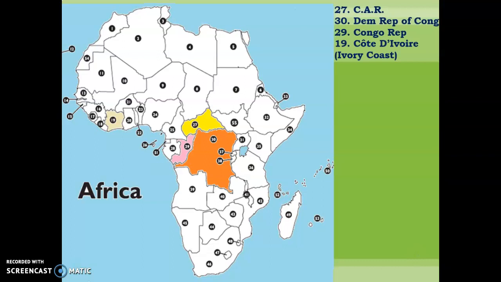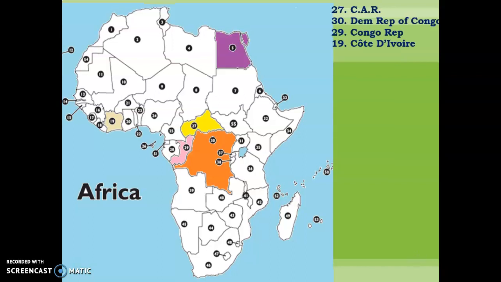All right, number 19, which is just off the coast there on the western bump of Africa, is Cote d'Ivoire. Cote d'Ivoire is French. You know that because of the D and apostrophe, and the little upside down V over the O. Those are special characters in French, but it translates to Ivory Coast. And of course it means Ivory Coast because this is where a lot of the ivory was exported out of Africa from the elephant tusks. You might find resources that still list it as the Ivory Coast, but it's officially Cote d'Ivoire.